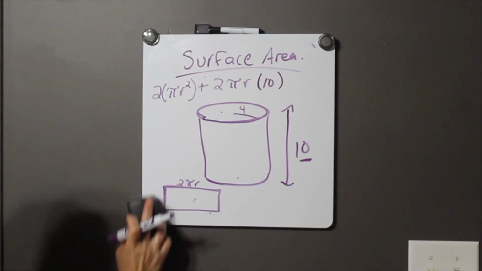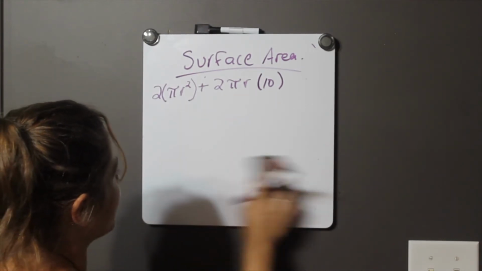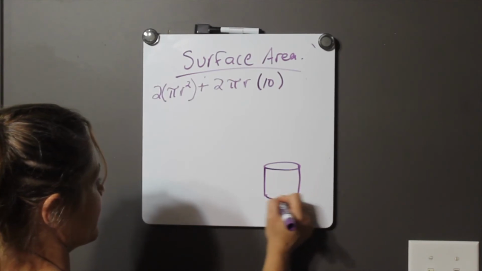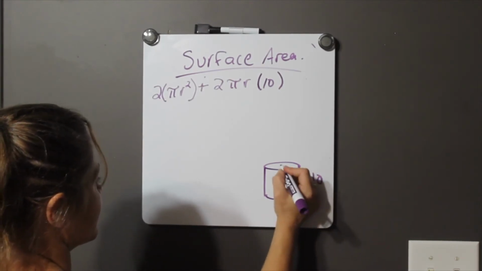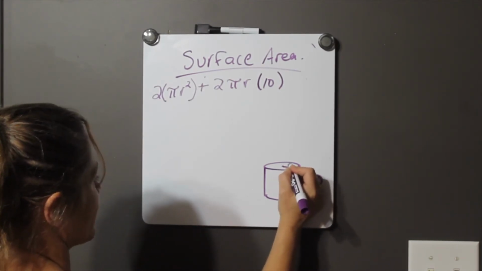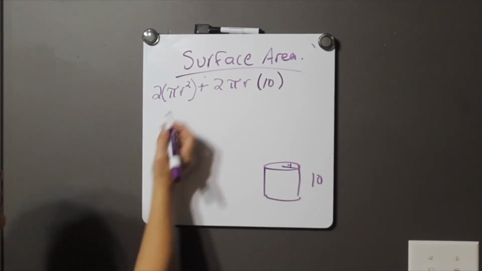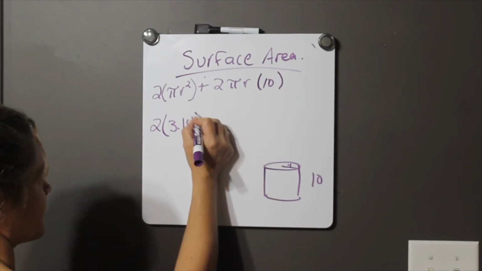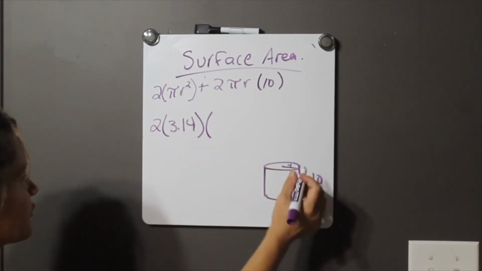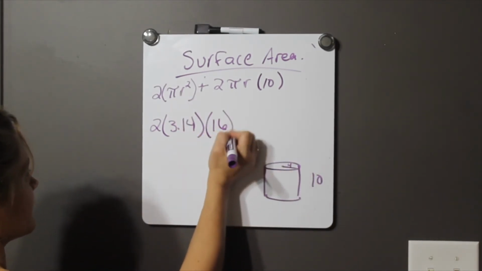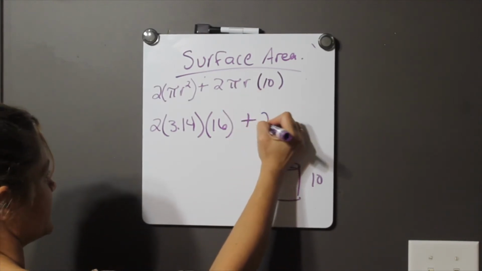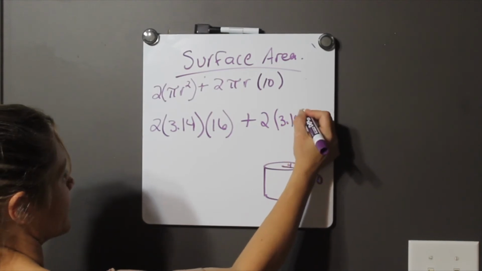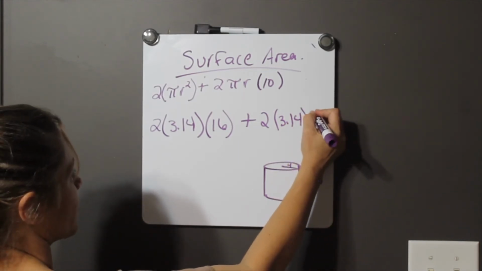Alright, I'm going to need more room to write. I'm going to erase all that and write it over here, smaller. It's 10. And that is 4. Okay, so 2 times 3.14 times r squared, which is 4. 4 times 4 is 16, plus 2 times 3.14 times 4.